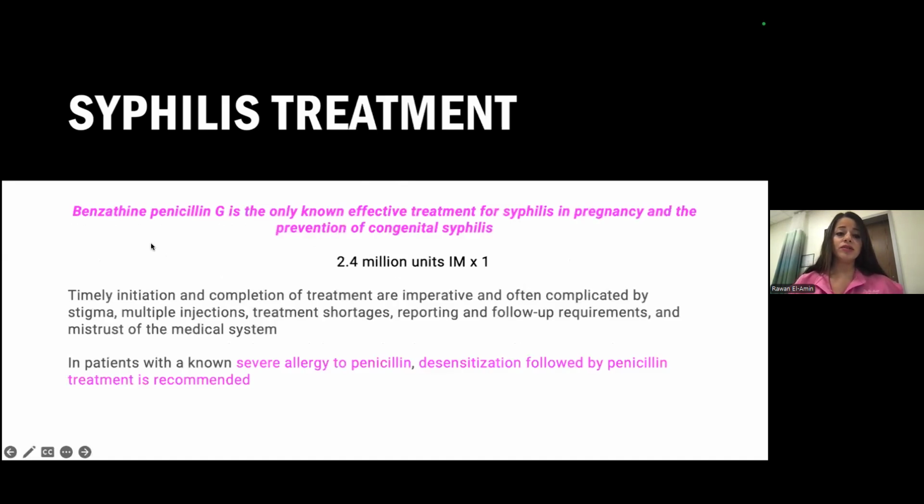Treatment is pretty simple. It's penicillin G, 2.4 million IM, and timely initiation and completion of treatment is very important to the risk of congenital syphilis. We have had a couple of patients with severe penicillin allergy that we actually desensitized in the ICU and then gave them penicillin after that, and they did well.